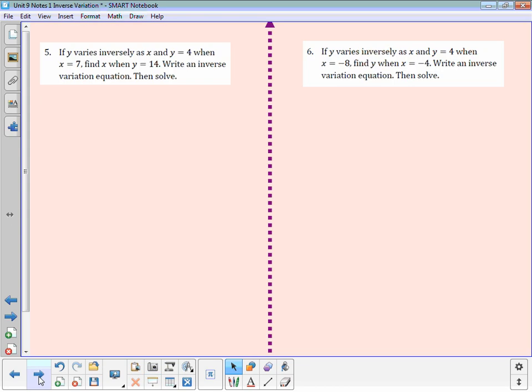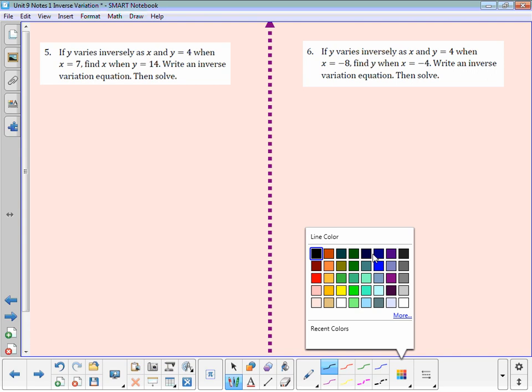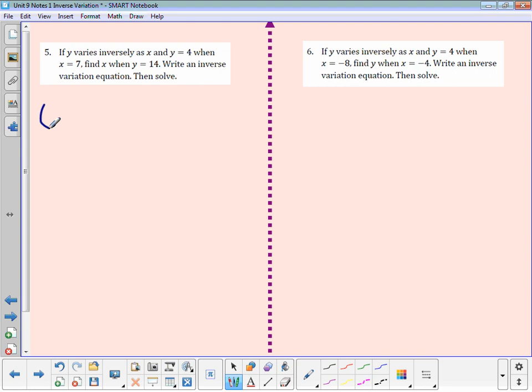So let's take a look at number 5. If y varies inversely as x and y is equal to 4 when x is equal to 7, find x when y is equal to 14. So now we're going to multiply these together. Let's write out the points. If y varies inversely as x and y is equal to 4 when x is equal to 7, we have the point 7, 4. We need to find x, so we don't know what it is, when y is 14.